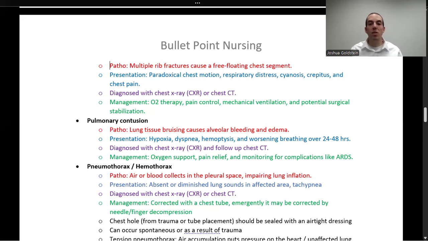How do we manage this? We ensure that they don't become hypoxic by giving them oxygen. We give them pain relief if needed, and we simply monitor for complications like ARDS, which can develop from this, and we'll talk about it in a few minutes.